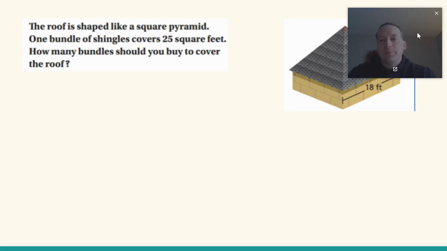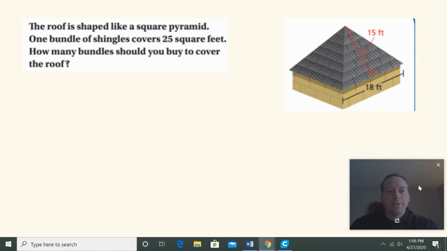Okay. Now let's apply this to a little bit of a real life situation. Roofers do this. They come to put a new roof on. They got to find the surface area of the roof because they need to know how much shingles they need to buy. So in this case, it is a pyramid. Now, we only need to worry about the lateral faces because you're only going to put shingles onto the lateral faces. So the roof is shaped like a square pyramid. One bundle of shingles covers 25 square feet. How many bundles should you buy to cover the roof?